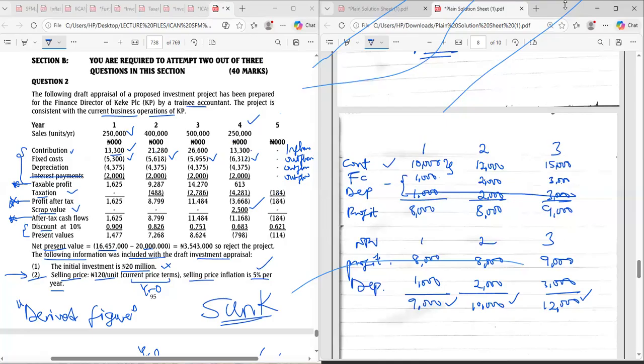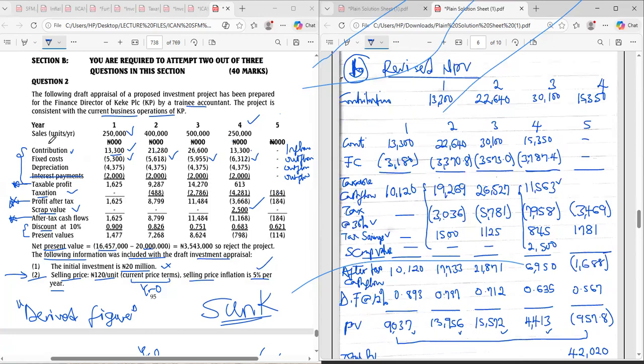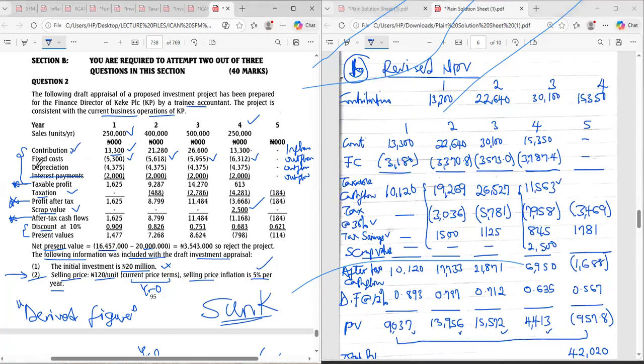Because the moment depreciation is there, you are getting profits. But NPV says I don't compute using profit; I compute using cash flow. So when I was doing my own solution, because I am starting from scratch, which is contribution, I just dumped depreciation as if it never existed. I don't know if I answered that lady's question.